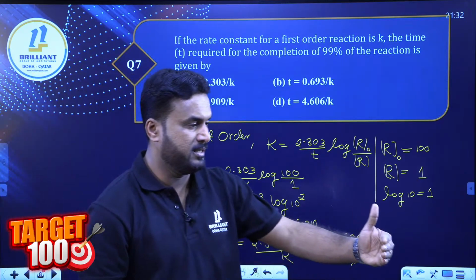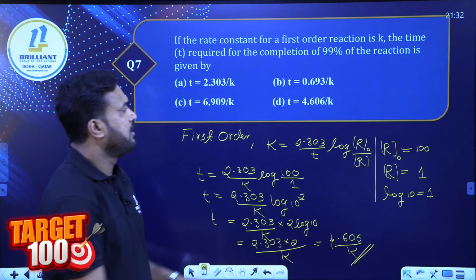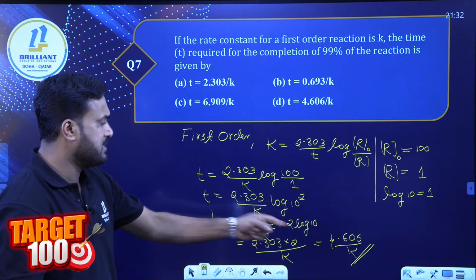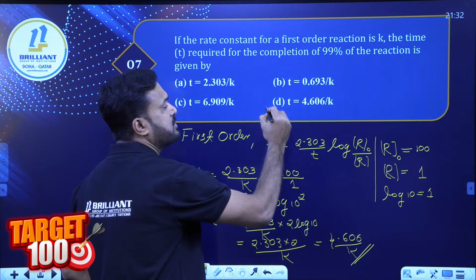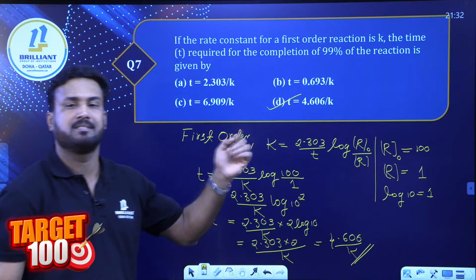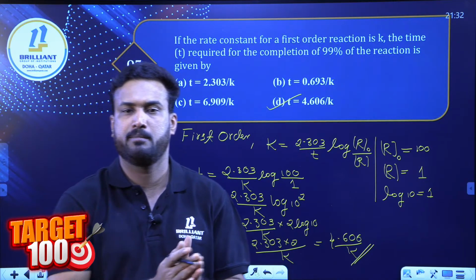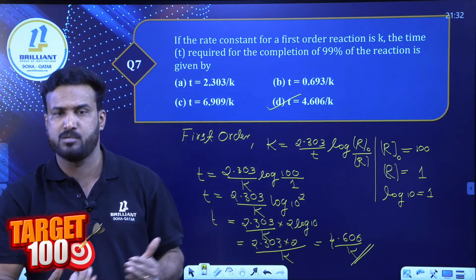4.606. Who all got it? Yes. Very good. So we got so many right answers. The correct answer is 4.606 divided by k. So the correct option is D. This type of numerical you can expect, because the values are very easy. You can easily solve it.